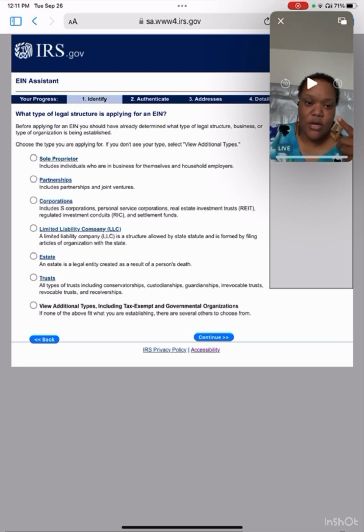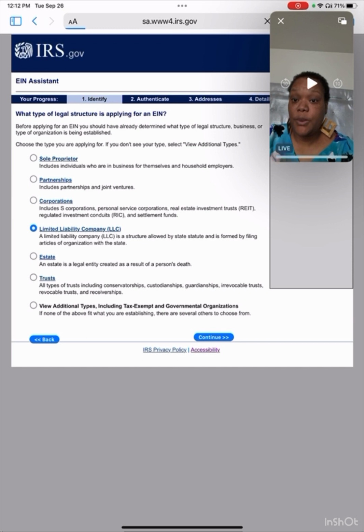So you have the option to act as a sole proprietor, and it basically explains to you. It includes individuals who are in business for themselves and household employers. Partnerships include partnerships and joint ventures. Corporations, S corp, personal service, real estate investment trust, and so on. A limited liability company, an LLC, is a structure allowed by state statute and is formed by filing articles of organization with the state. And then you have an estate, and an estate is a legal entity created as a result of a person's death. Trust includes all types of trusts, including conservatorship, custodianship, guardianship, revocable trust, and receivership. So with that being said, you will click which one you want.